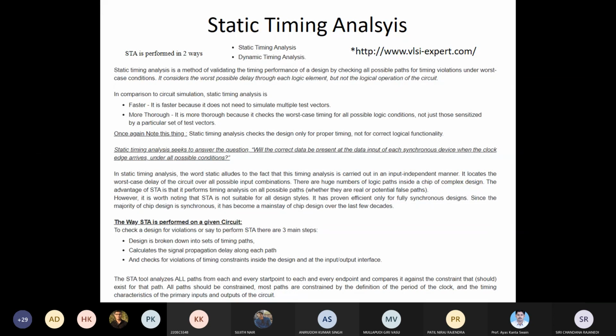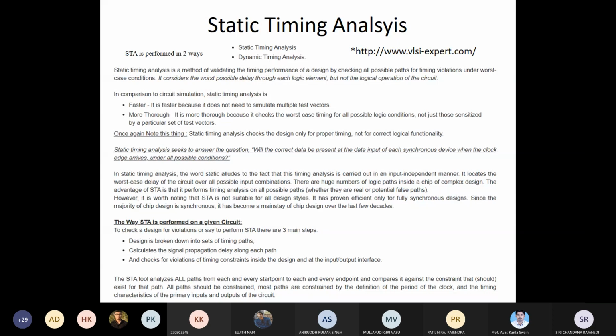Sometimes you will have maximum net delay, and you will have minimum net delay. So like that, it is characterized. In that case, it will check all possible combinations of delays in a design, and it will try to observe whether there are any timing violations between all possible timing paths.